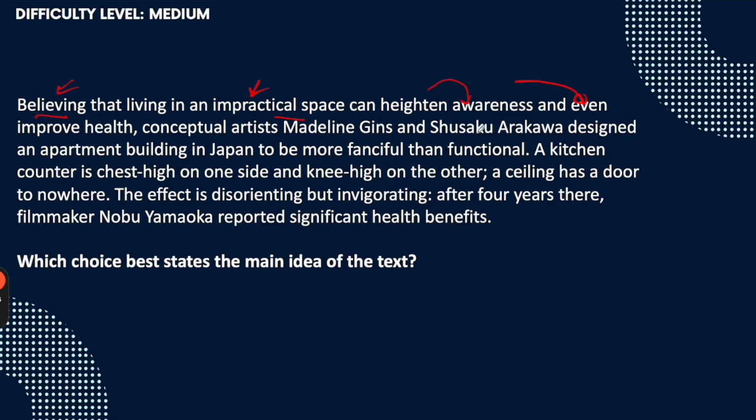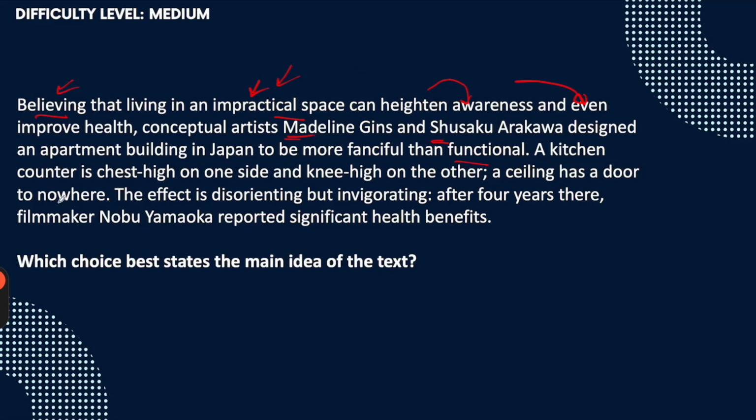Conceptual artist M&S designed an apartment building in Japan to be more fanciful than functional. So these are the people who believe in this, right? So M&S, they believe that if you live in an impractical space, it can have positive impacts or positive effects. And because they have this concept, they have designed an apartment building in Japan, which is fancy but not functional. So what do I take away from this sentence? What I can take away is what these people believe in. M&S, they believe that if you live in an impractical space, you will have positive effects, right?